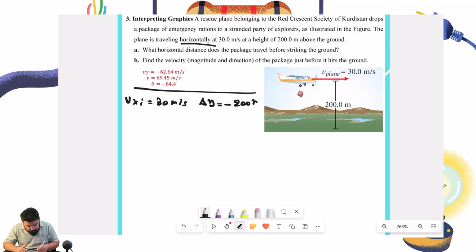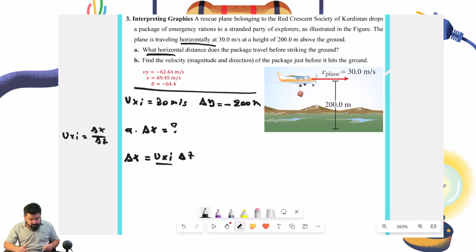It says what? It says delta x is equal to what? So to find delta x, I have this equation, Vx initial multiplied by delta t. How did I get this? Remember we had Vx initial, which is equal to delta x divided by delta t. Now I have Vx initial, which is equal to 30 multiplied by delta t. I don't have delta t. How can I find it?